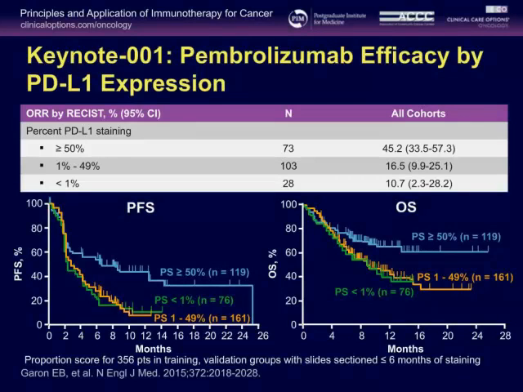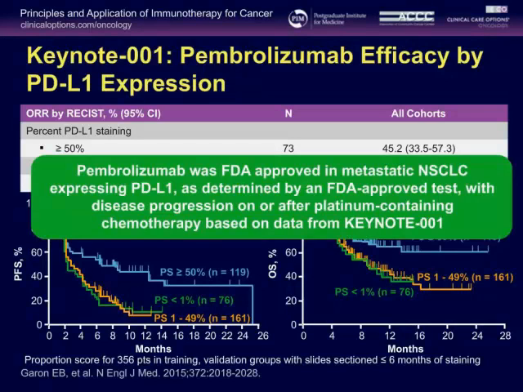Here you can see the PFS is much better in those with higher levels of expression, and whether there was no expression or up to 50%, it was pretty much the same. The same with overall survival, better for those with higher levels of expression. This proportion score was looked at in 356 patients. Pembrolizumab was also just approved in October for non-small cell lung cancer patients, regardless of histology, but with a companion diagnostic looking at PD-L1 for a proportion score of at least 50%, based on this analysis from KEYNOTE-001.